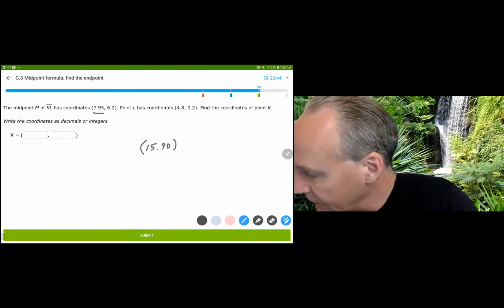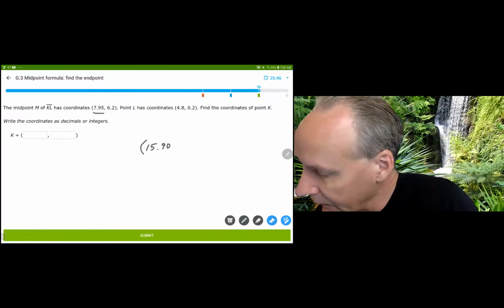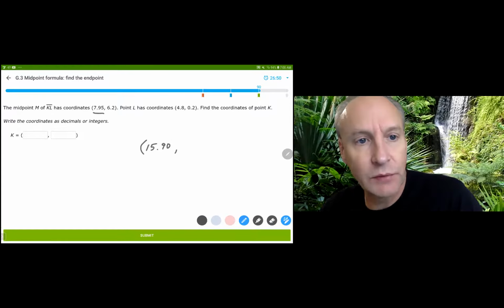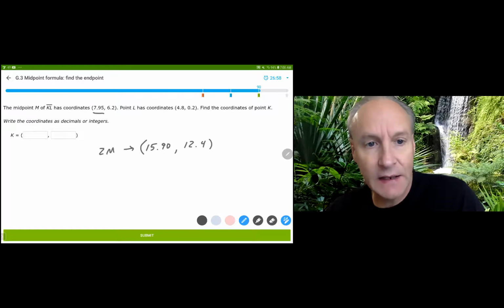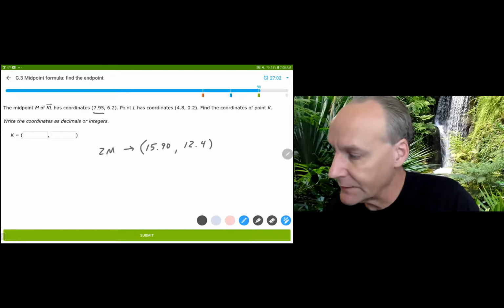Oh, shouldn't put that other. It should be comma. Okay, and I'm going to double the 6.2, which is 12.4. Now, all I did was take double 2m, and the reason I did that is because double your midpoint is going to be the sum of your x's and the sum of your y's.